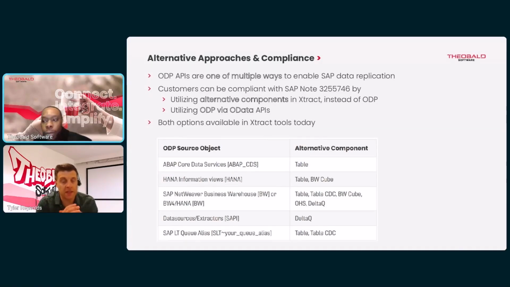So basically what you will see in Xtract IS, along with Xtract Universal, is a new ODP component that is specifically for ODP over OData.